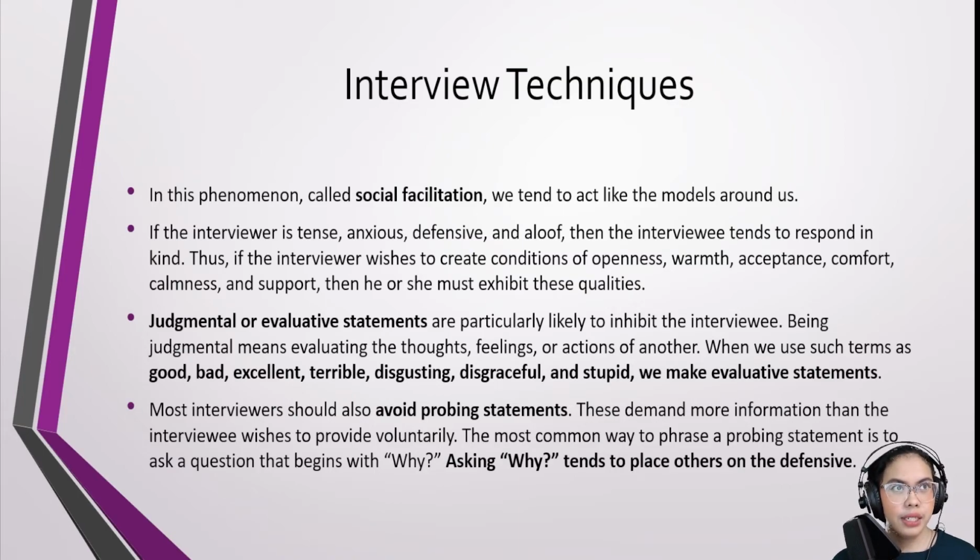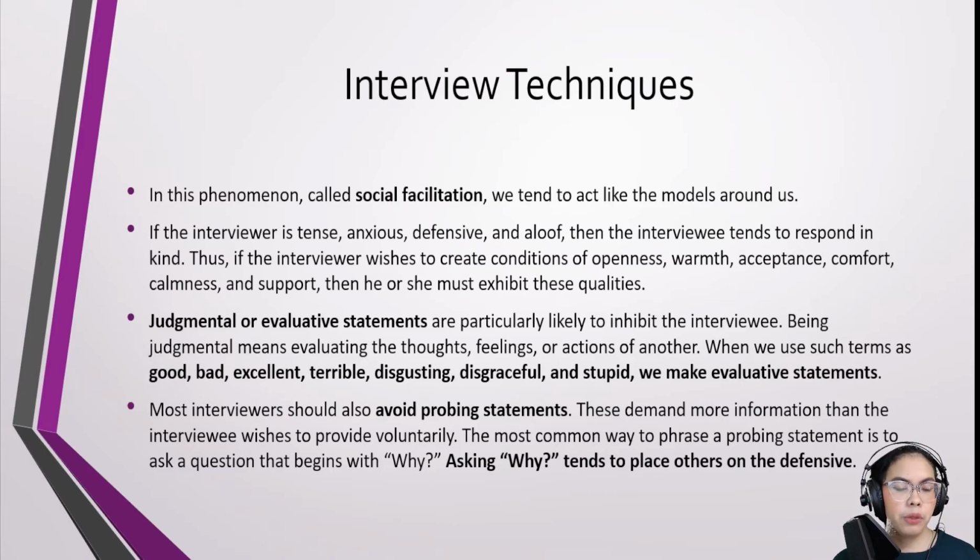So we, as an interviewer, are just there to get information. We also need to empathize with them, but we are not there to give a judgment on what they have done, or what they have thought or felt. So, of course, like I said, we avoid probing statements, like asking why, because it makes the interviewees defensive. So maybe we can use how, what, when, or where.